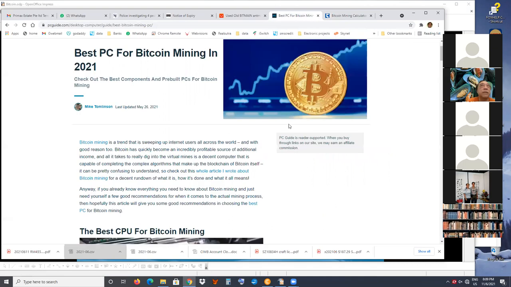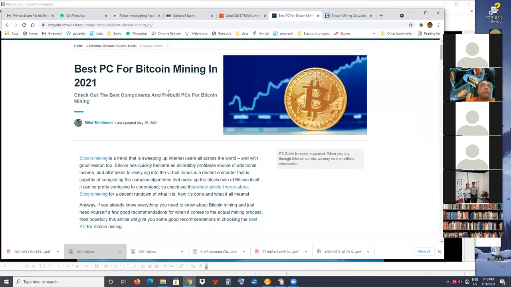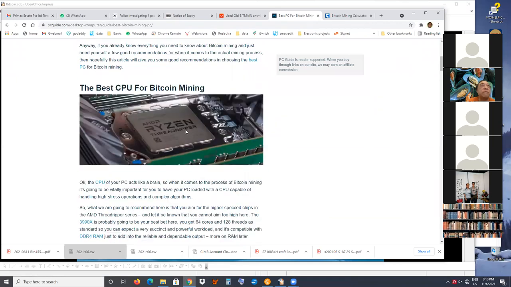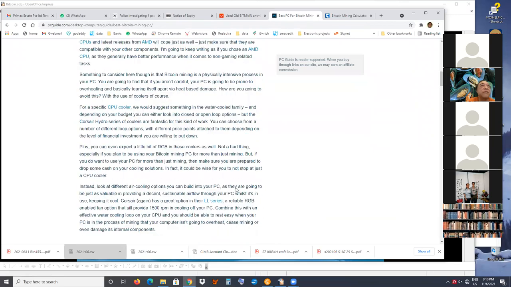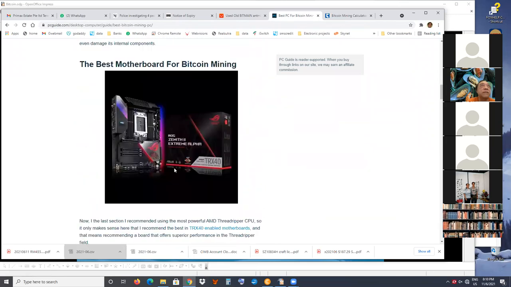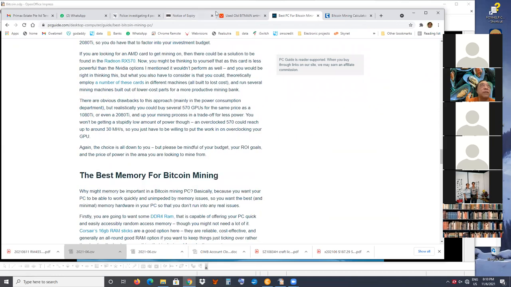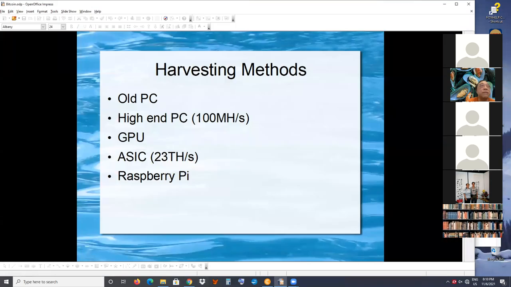So yeah, this site tells you what are the best PCs for Bitcoin. You find these are very powerful, very expensive ones, like AMD Ryzen. So no point in using them. Okay, so now we show you an easier way to make money.